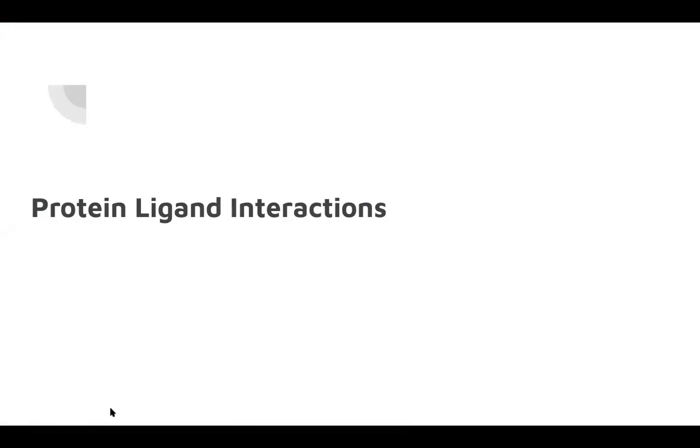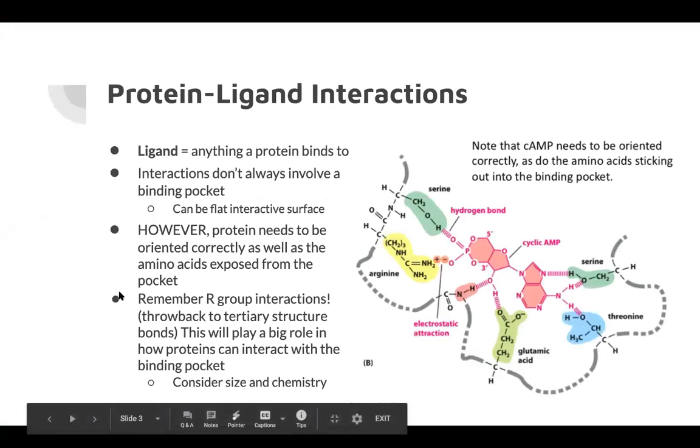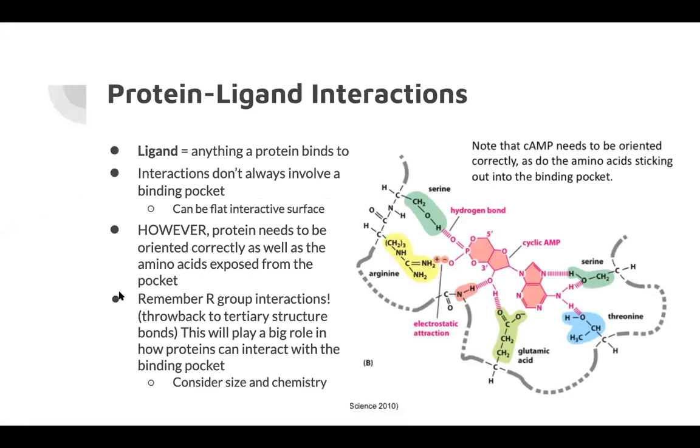Okay, so we're going to start with protein-ligand interactions. For protein-ligand interactions, you want to make sure that you know that a ligand is anything a protein binds to. We're not going to go into the real specifics of what a ligand could be. Just know that it is anything the protein is going to bind to and make a bond with. So with that, interactions don't always involve a binding pocket. It can be a flat interactive surface.